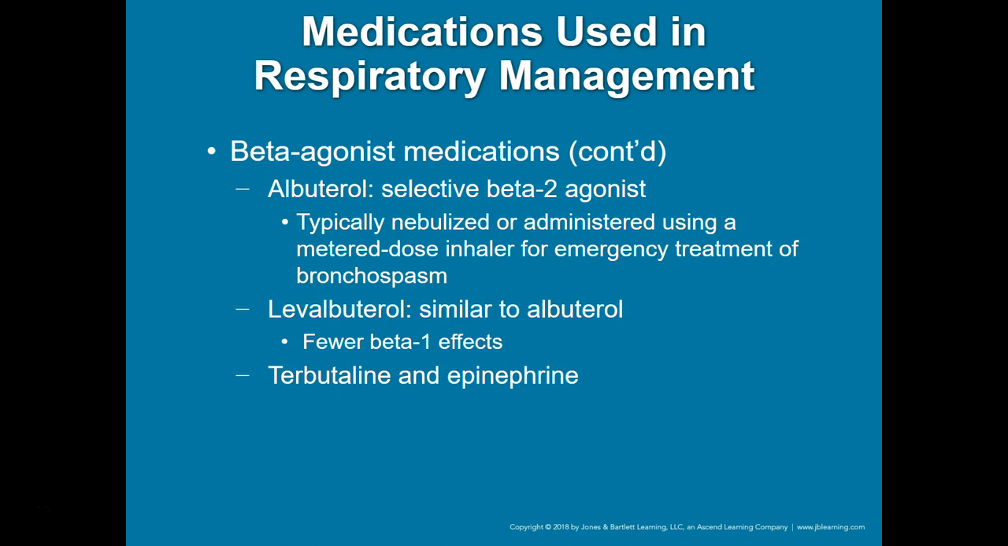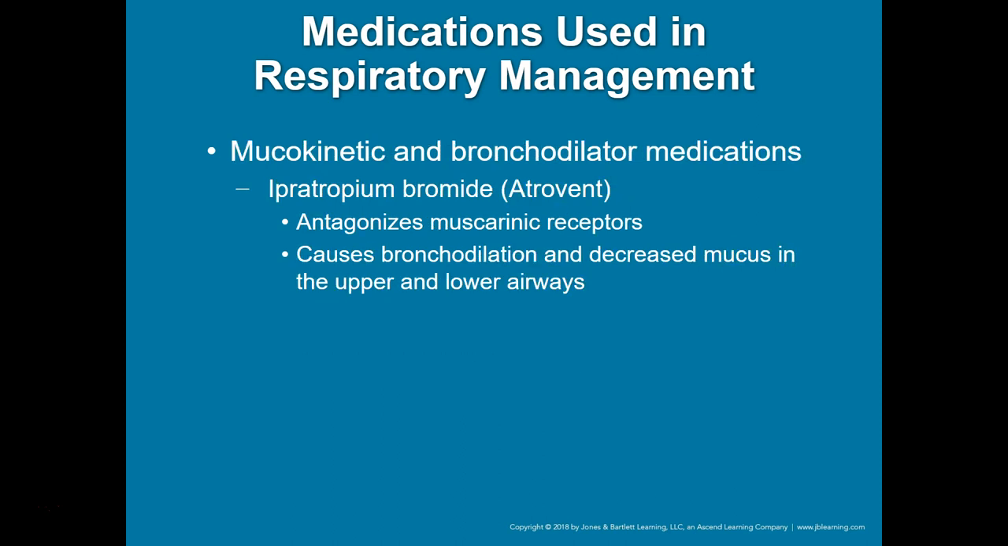Albuterol, selective beta-2. Typically, you're going to nebulize that, or it's part of an inhaler for bronchospasms. Like I said, levalbuterol is similar, but fewer beta-1. And then terbutaline and epinephrine are some other ones. Terbutaline can be used. Epi is beta-1, beta-2, alpha. It's not selective for just beta-2, so it's kind of a last-ditch effort once they almost reach circulatory collapse.